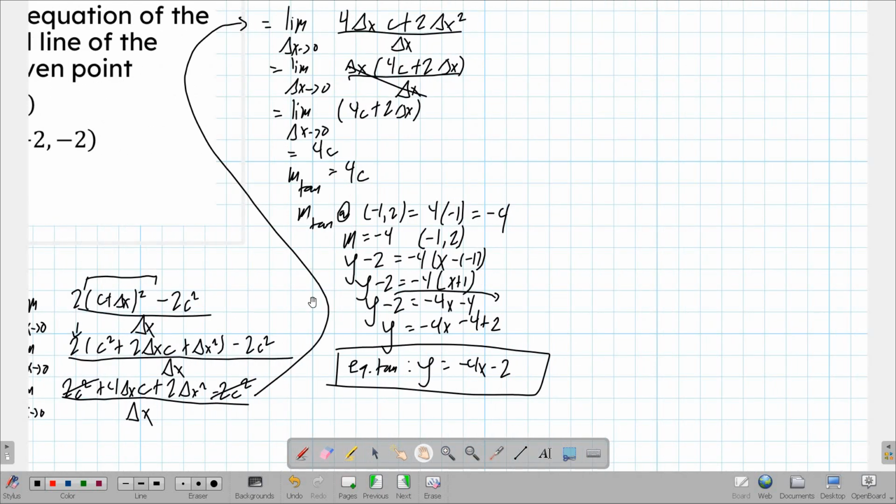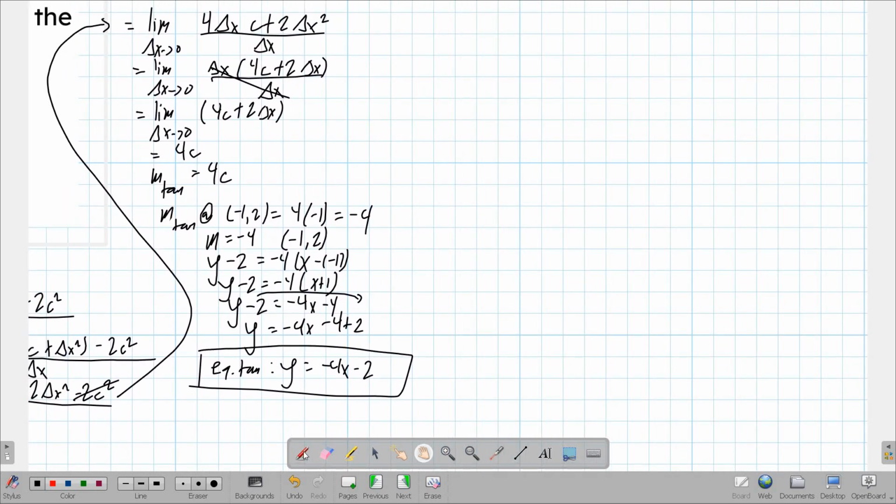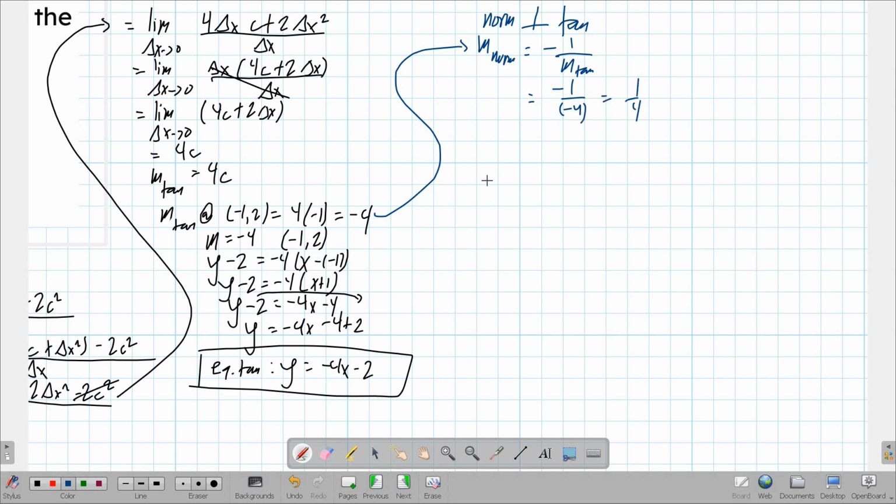There you go. Now, for the equation of the normal line, which is perpendicular to the tangent line. As we know, since the normal line is perpendicular to the tangent line, the slope of the normal line will be the negative reciprocal of the slope of our tangent line, which in this case is negative 4. So I'm going to have negative 1 over negative 4, which gives me 1/4. So the slope of the normal line is 1/4, but it still passes through the point negative 1, 2.